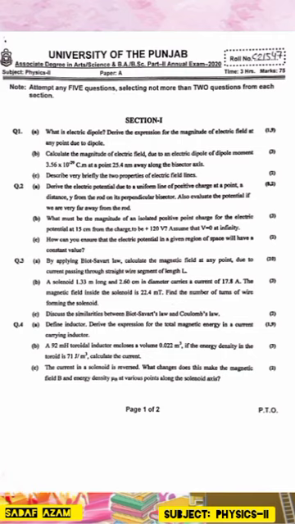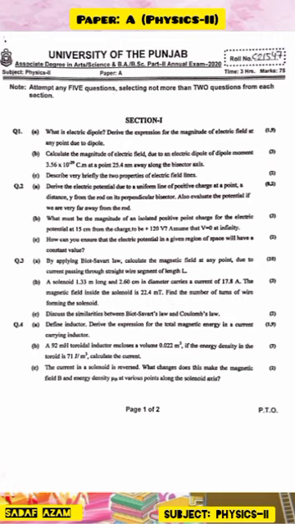Bismillahirrahmanirrahim. University of the Punjab. Associate Degree in Arts, Science and BA BSc Part 2. Annual Exam 2020. Subject Physics 2. Paper A. Time 3 hours. Marks 75. Note: attempt any 5 questions selecting not more than 2 questions from each section.